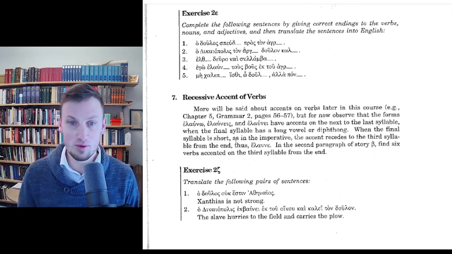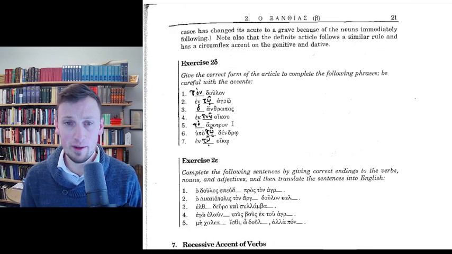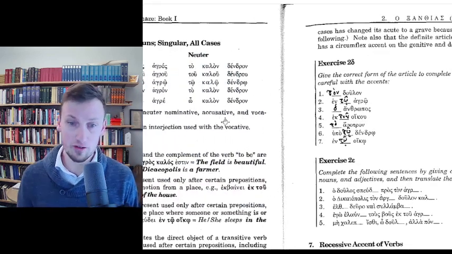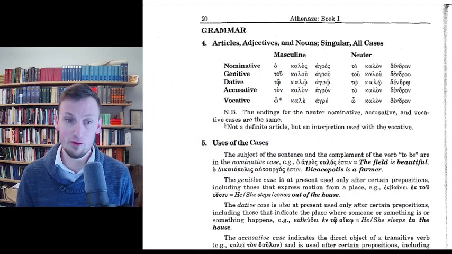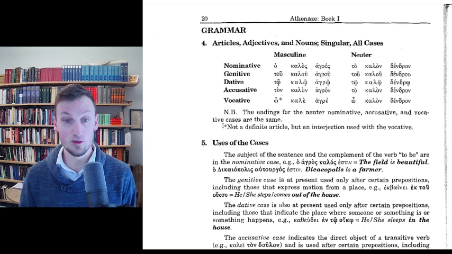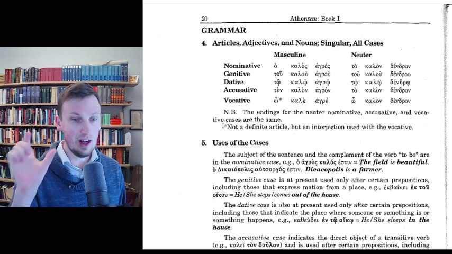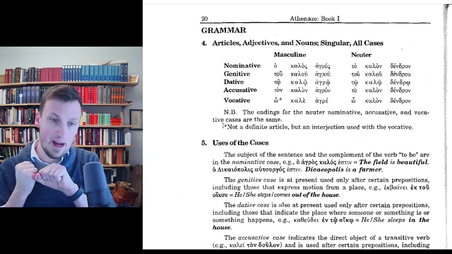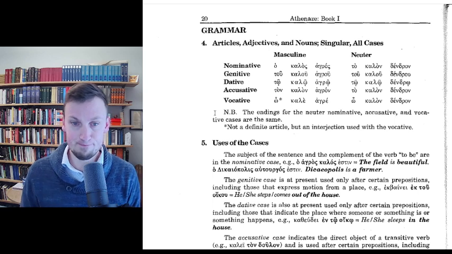So that's what that is discussing. Don't worry about it too much. Take a look. Read it over. The basic idea is verbs have what's called recessive accent, so their accent is running towards the beginning, and long syllables will drag it back from the beginning towards the end of the word.